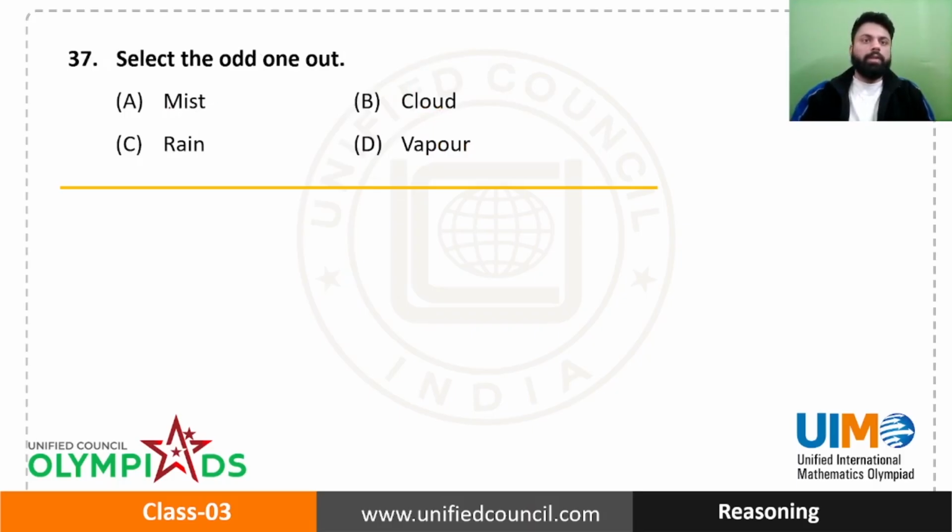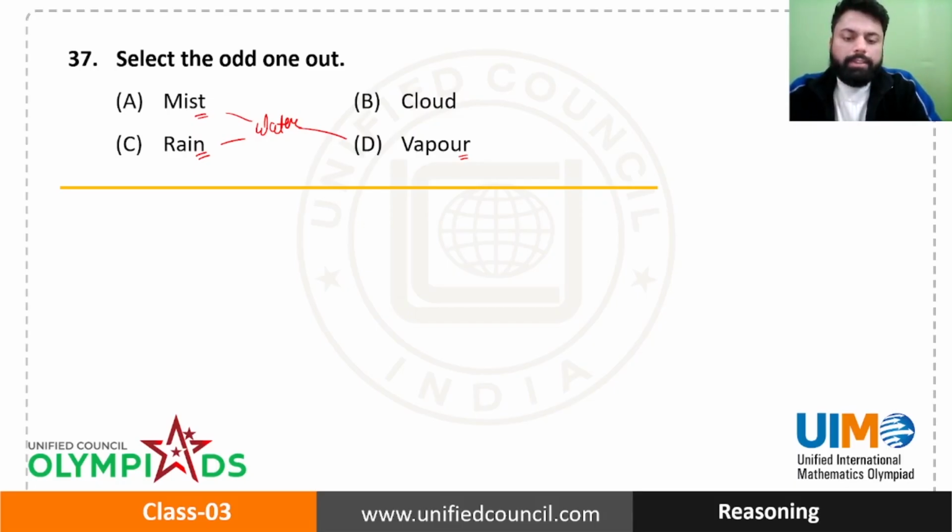Next one, select the odd one out. Mist, cloud, rain, vapor. See, when we talk about mist, or rain, or vapor, these all three are forms of water, forms of a water droplet. But when we talk about cloud, cloud is something that contains the water. So what should be the correct answer in this case?